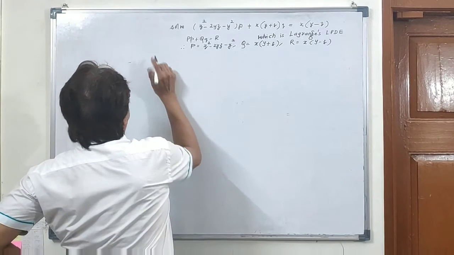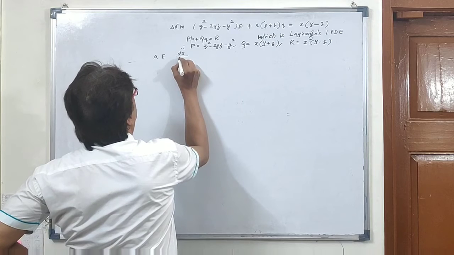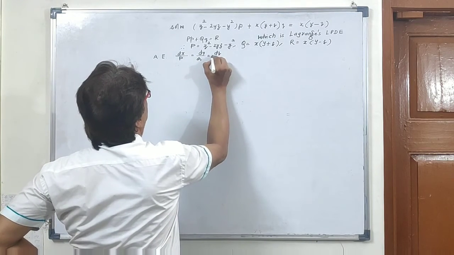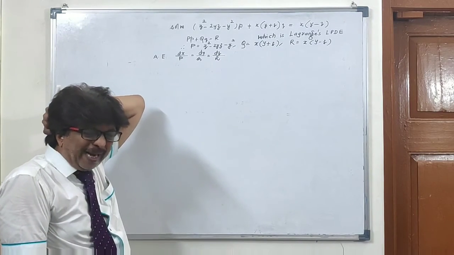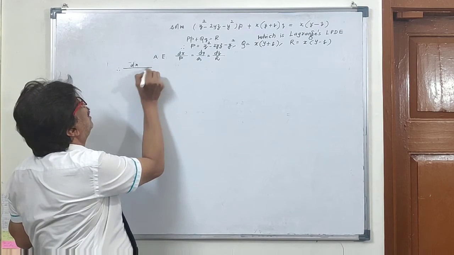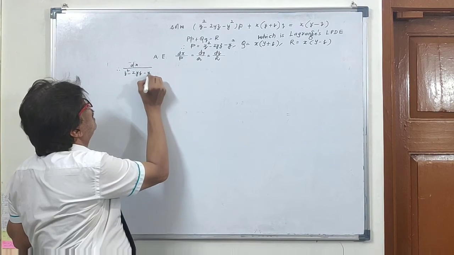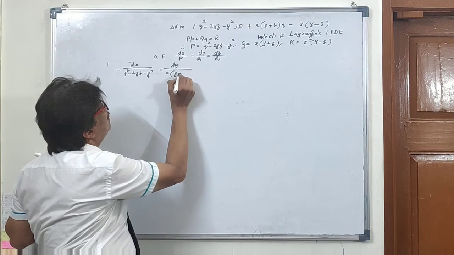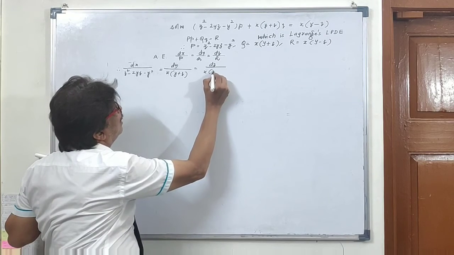So what are the auxiliary equations? Auxiliary equations are dx upon P equal to dy upon Q equal to dz upon R. Substitute the values of P, Q, R. Therefore, dx upon z square minus 2yz minus y square is equal to dy upon x into y plus z equal to dz upon x into y minus z.